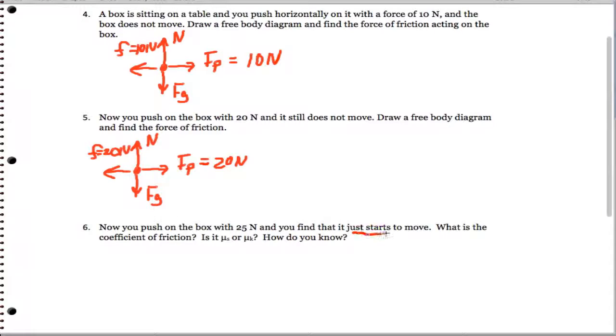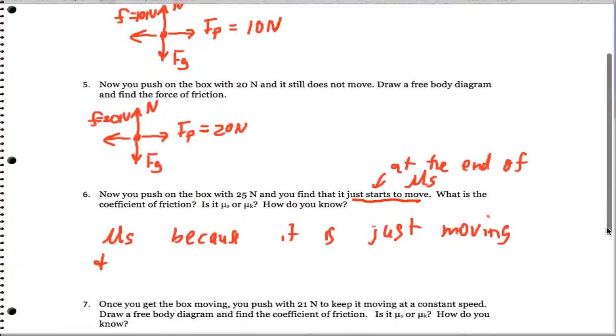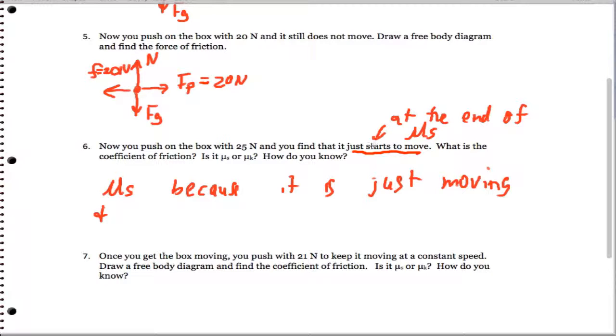This idea of just starts to move, I'll tell you right now, we're going to say that's mu static because, again, it is just moving. And whenever you see those words, just starts to move, this means you're at the end of the mu static, just so you know. Now, once we get it moving, exactly like we said in class, you need only 21 newtons to keep it moving.